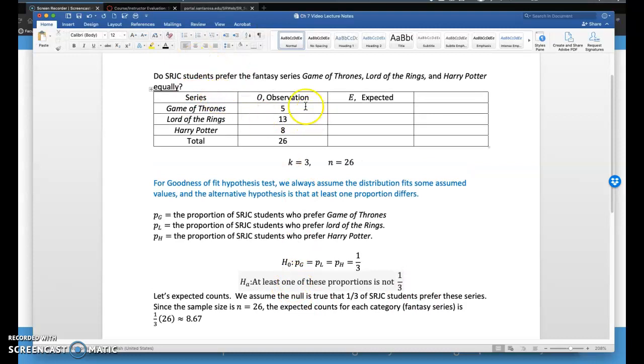So let's think about this. We have the observed counts, that's what you guys picked. The expected counts, if these are equal, should all be the same value, with sample size 26. If we do many samples around campus, more often than not, we should get the expected counts to be the same. Again, assuming the null hypothesis is true, that all these proportions are equal.